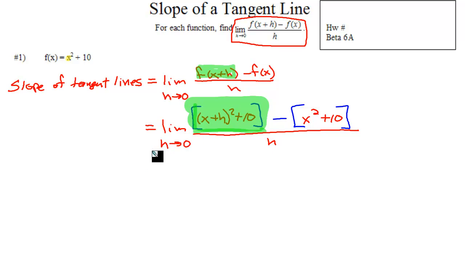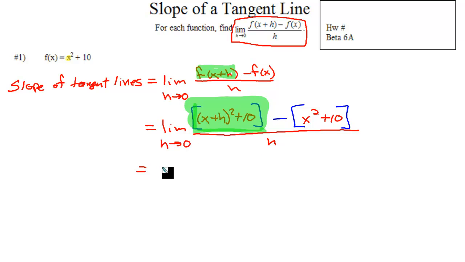To evaluate a limit, all you do is you take this 0 right here and you plug it in for each of these h's. If we did that right now, however, that would give us an undefined fraction because dividing by 0 has not and never will be defined. So I have to simplify this to get to the point where we don't have an h on the bottom.